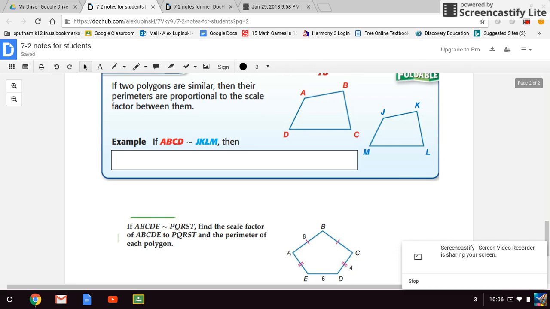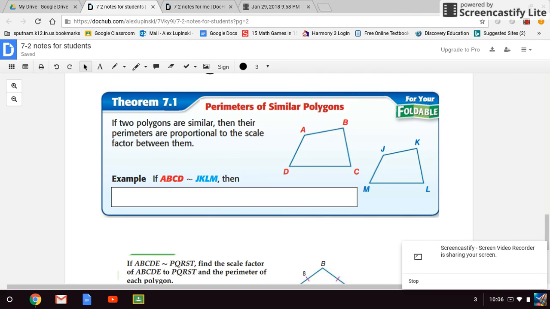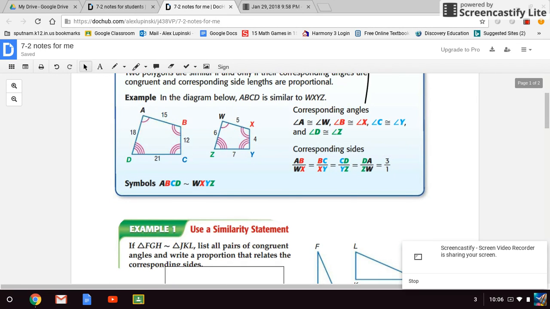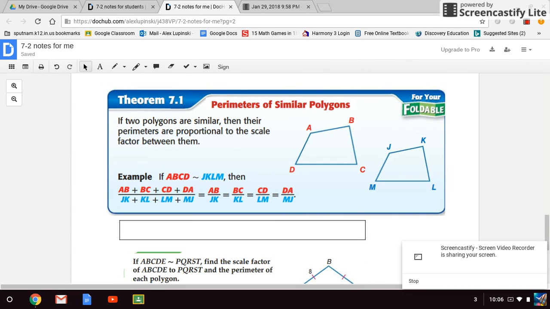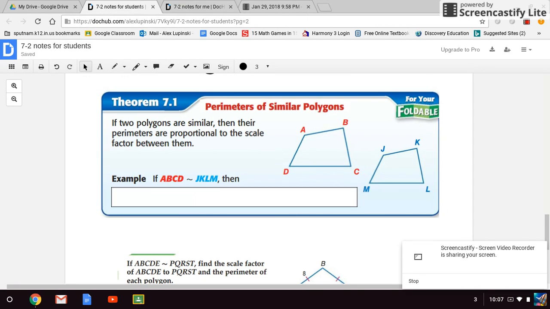On to the last little bit. This is our first theorem of the chapter. Perimeters of similar polygons: if two polygons are similar, then their perimeters are proportional to the scale factor between them. What that means is, and I'm going to kind of cheat, I'm going to go down here to this part. If you take the perimeter of the bigger triangle divided by the perimeter of the other triangle, it'll actually equal, let's say, AB divided by JK, and all the other sides, BC to JL, LM to DC, and AD to JM. So that's a cool little fact, and we're going to use it in the next example. If you need to pause things, do so and take notes on this because it's important.